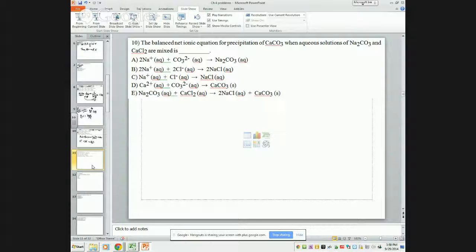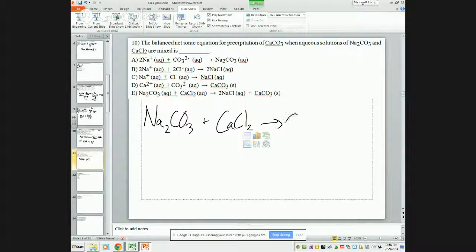10. Balanced net ionic equation for precipitation of calcium carbonate when aqueous solutions of sodium carbonate and calcium chloride are mixed. We actually did this problem. We did this in the lab. We took Na2CO3 and we reacted it with calcium chloride to give us CaCO3 and NaCl. All right. So this is our precipitate. This became the solid. This was aqueous because we did it in solution. Both of these were aqueous when we started.